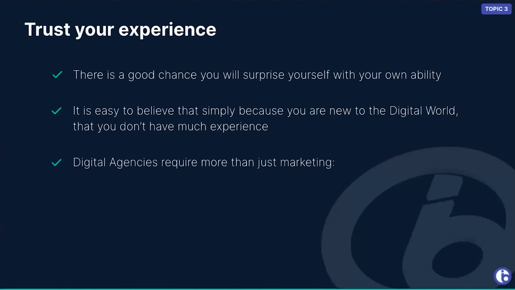Digital agencies require more than just marketing. They require great customer service and client care. If you're working for another firm and you do customer service for them, that is absolutely a transferable skill set. You learn how to talk to people, you learn how to make other people happy, you learn how to problem solve, you learn how to communicate. These are all transferable skills.